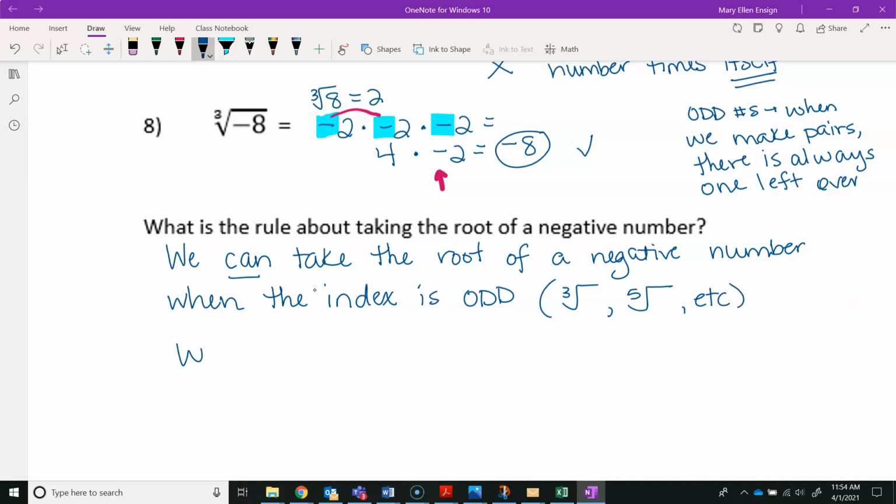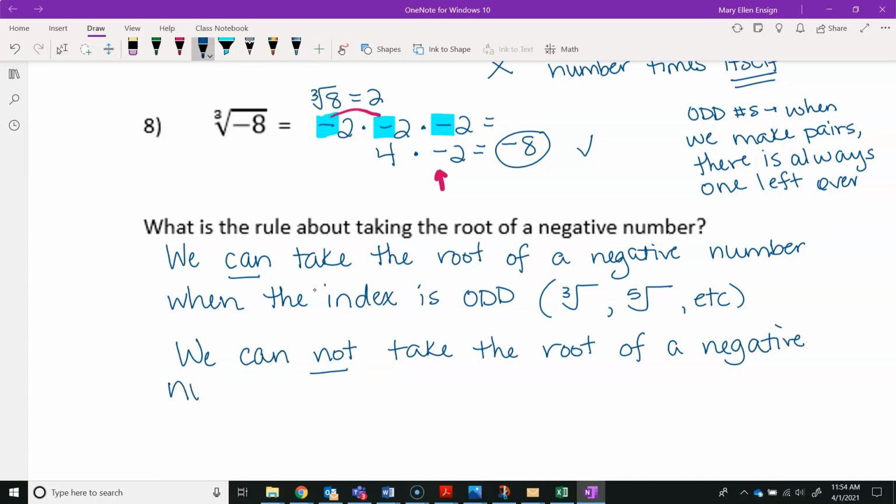Okay, we cannot take the root of a negative number when the index is even.